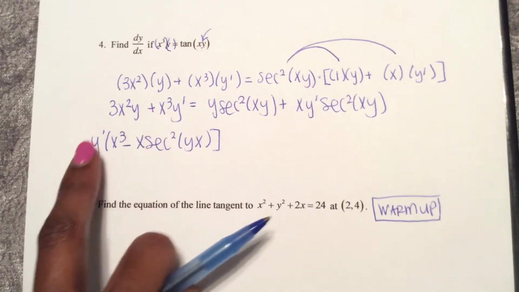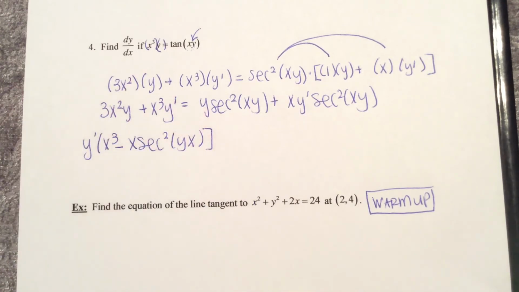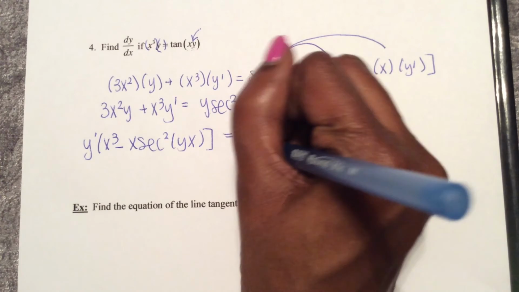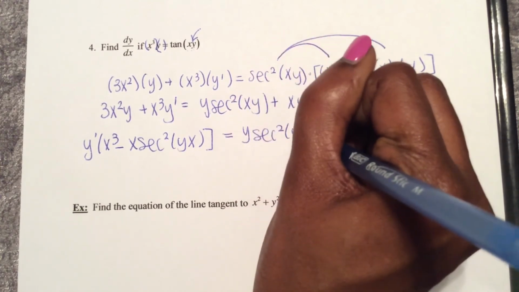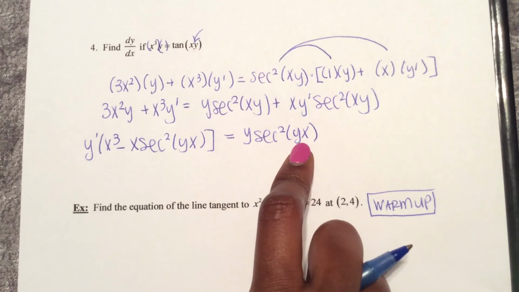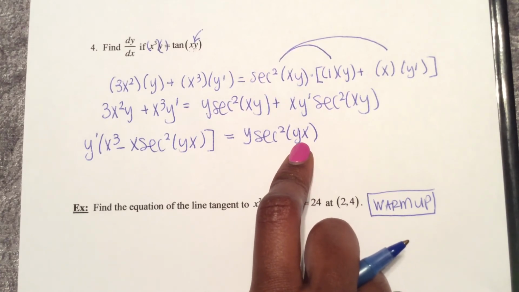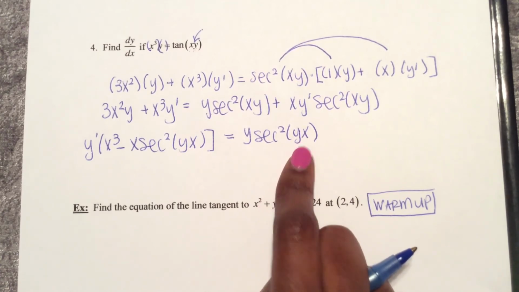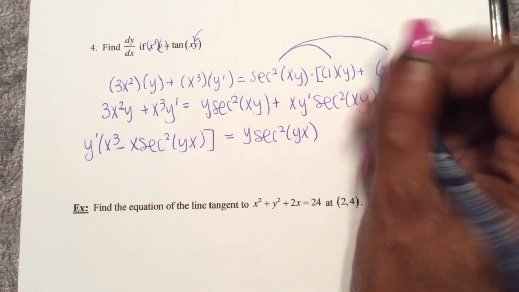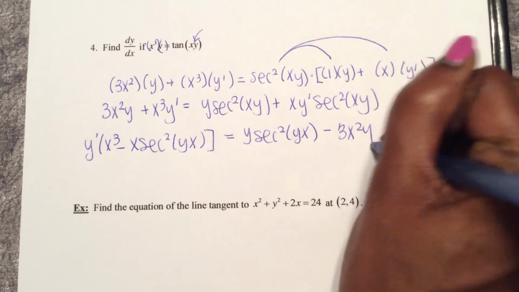Notice that I jumped a step and I went ahead and factored out y prime as my GCF. So on this side, I'm left with y secant squared xy. I don't know why I keep on writing yx. Commutative property makes it still okay, but normally it's alphabetical order. And then that will be subtracting this term minus 3x squared y.